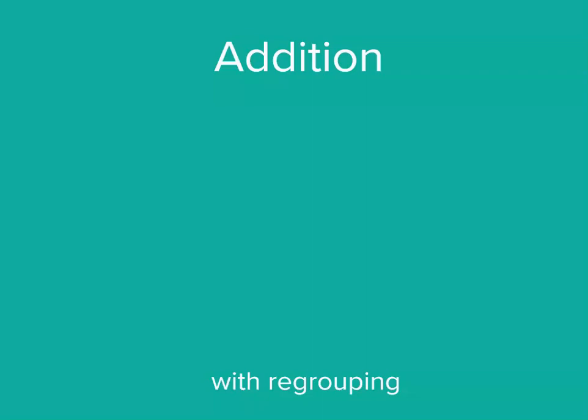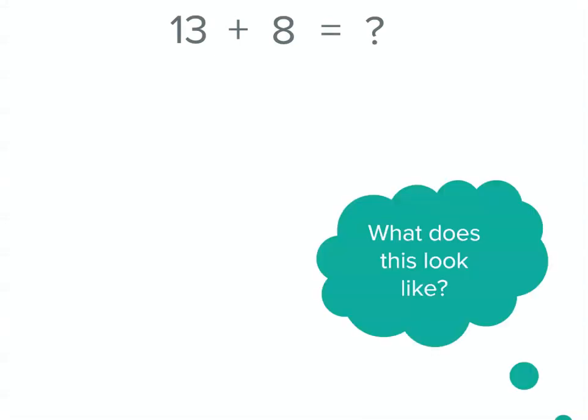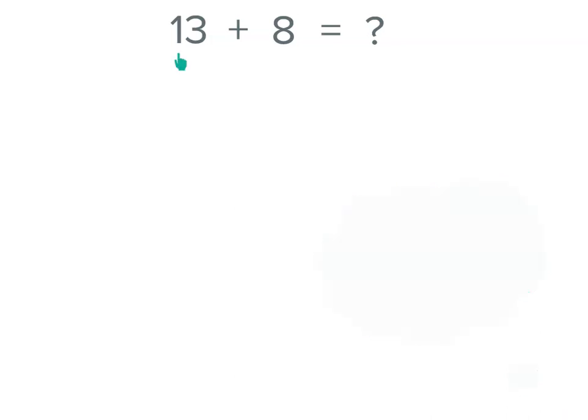We're going to look at regrouping now when we do some addition. Now regrouping just means trading. Let's use this example, 13 plus 8. What does that look like if we use models?